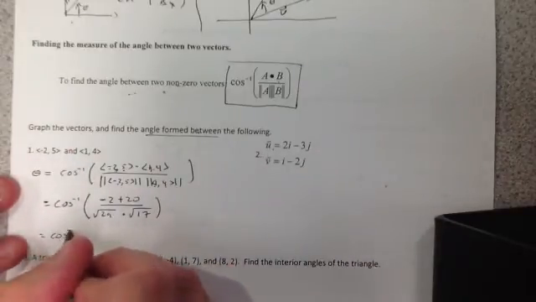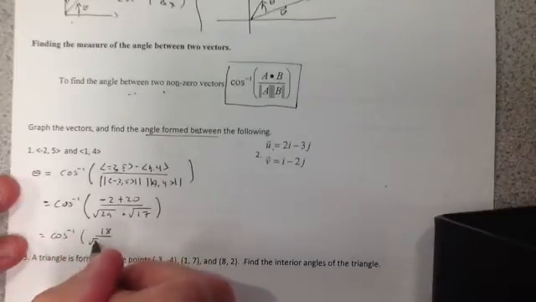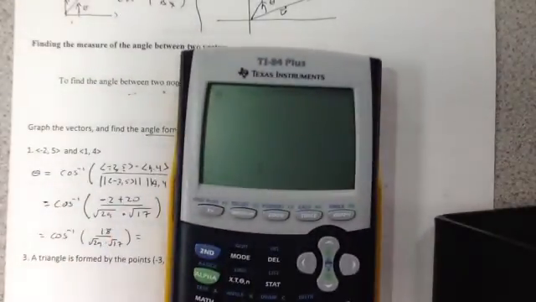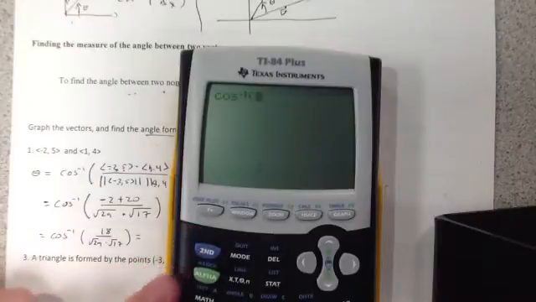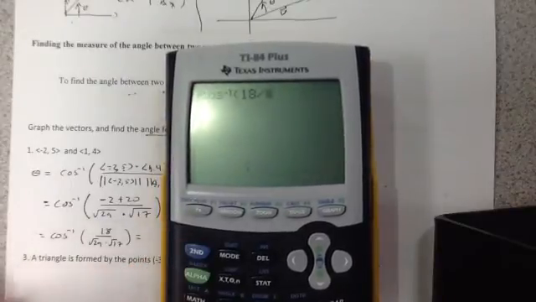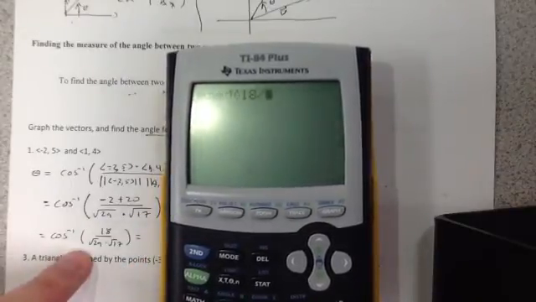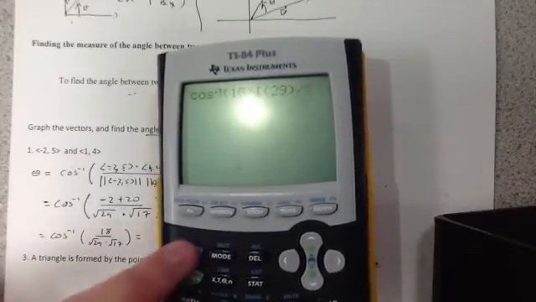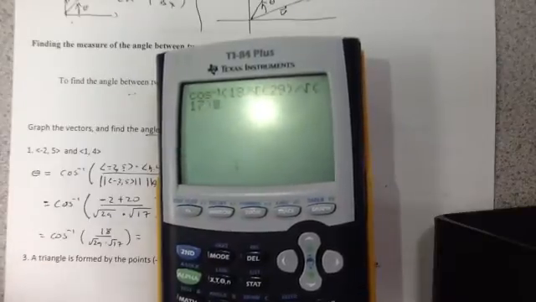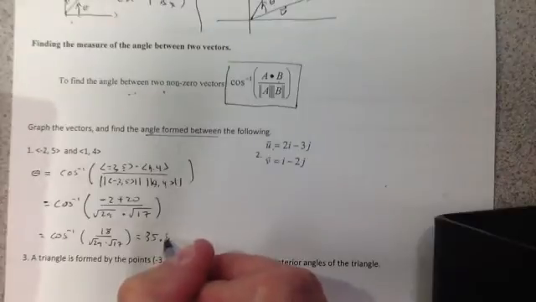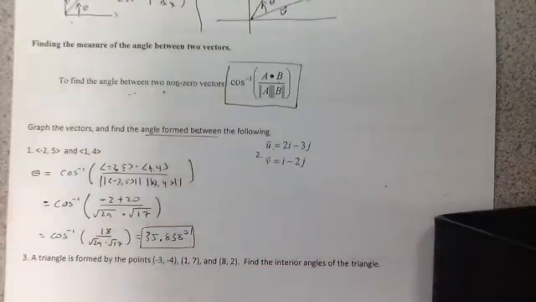So I'm going to get the inverse cosine of 18 over the square root of 29 times the square root of 17. And I just typed that in my calculator. Inverse cosine, 18 divided by, now be very careful. The best way to write this one is 18 divided by the square root of 29, and I'm going to divide again by the square root of 17. Close parentheses, hit enter, and we get about 35.838 degrees. And that's the angle between the two.